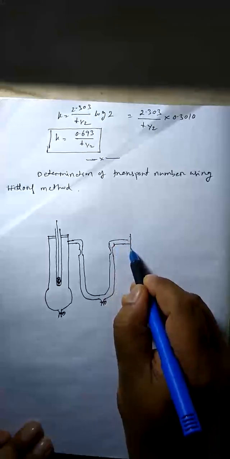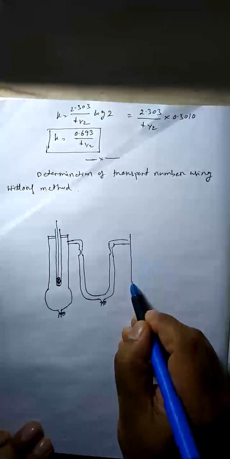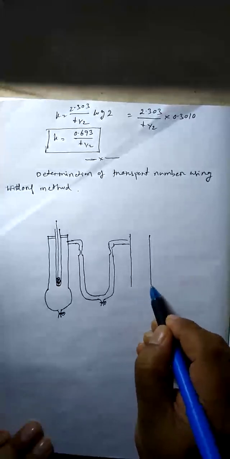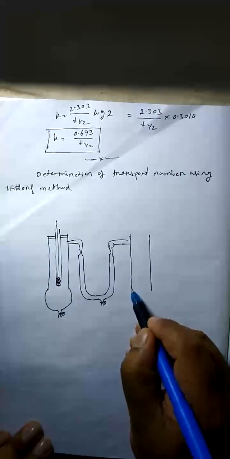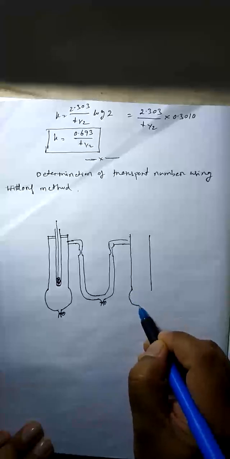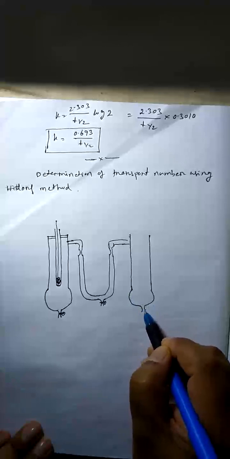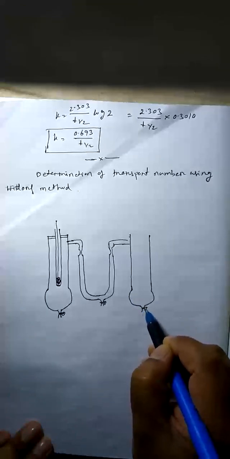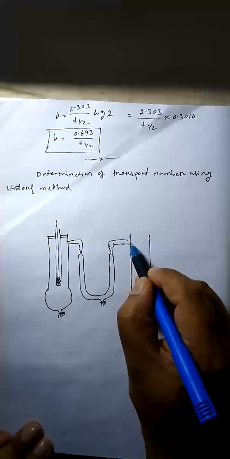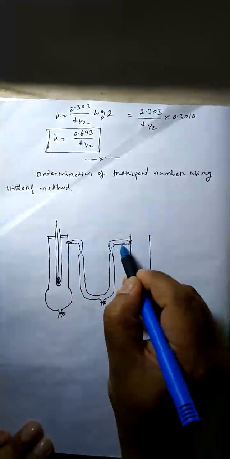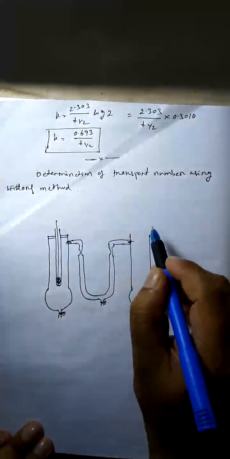This is the anode compartment. This anode compartment also has a stopcock at the bottom. So this is connected, and this portion is removed. This is blank space, this is also blank space. In this case, liquid will flow.